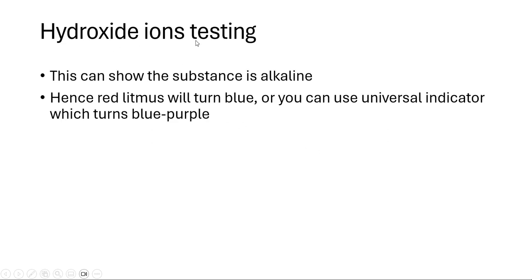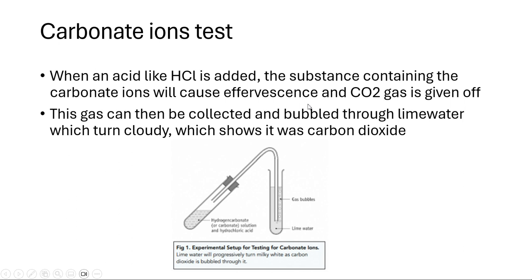Hydroxide ion testing. This can show if a substance is alkali, because an alkali normally has that OH. That's one way to indicate that it's alkali, and hence red litmus paper will turn blue. Or you can use universal indicator, which will turn blue-purple, which indicates an alkaline substance. Red litmus paper turning blue indicates that it's alkali.